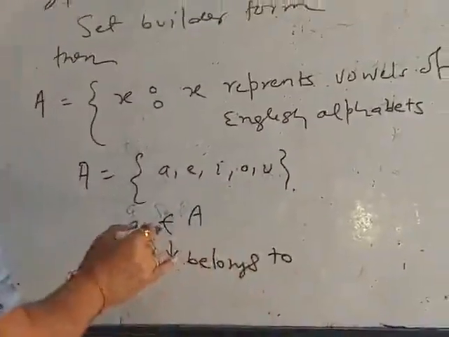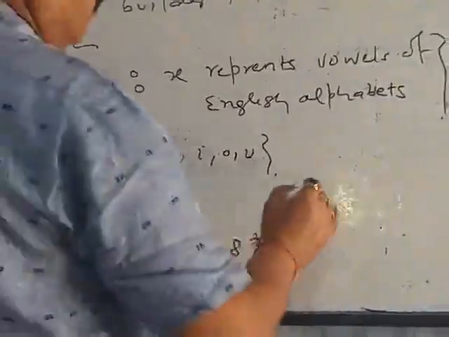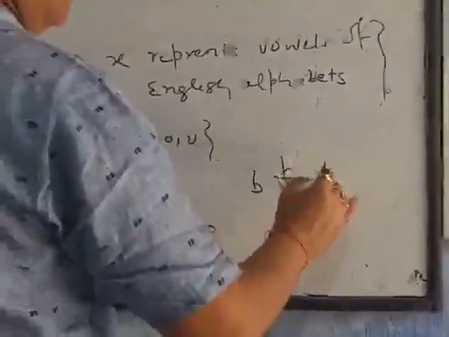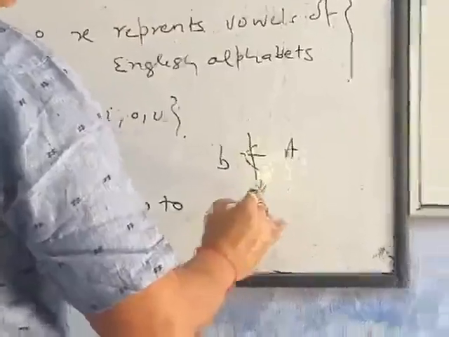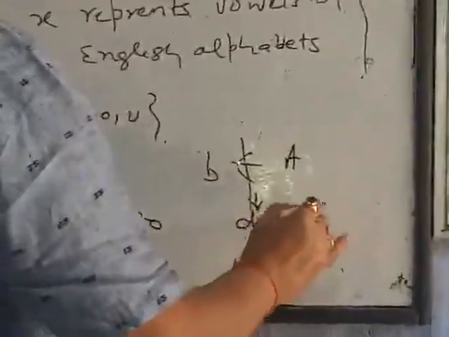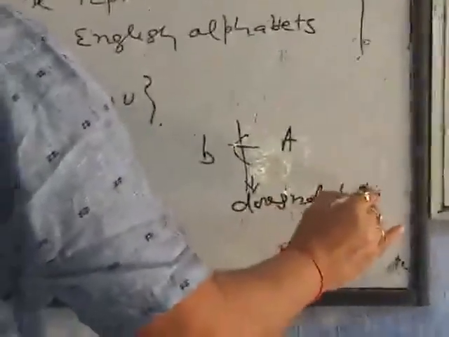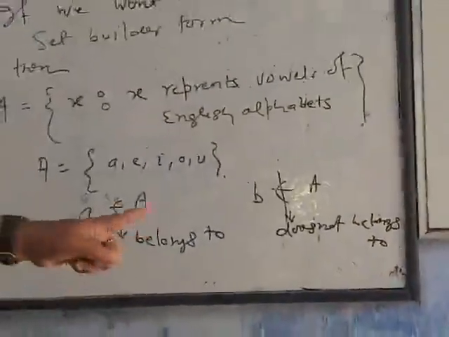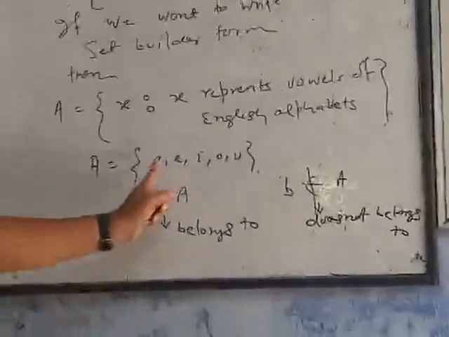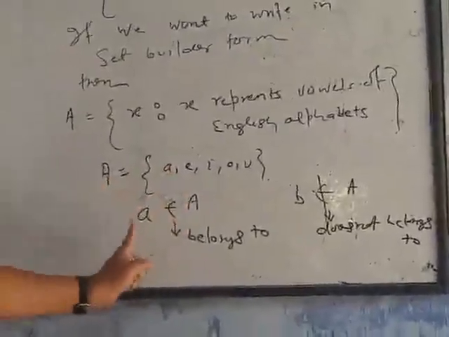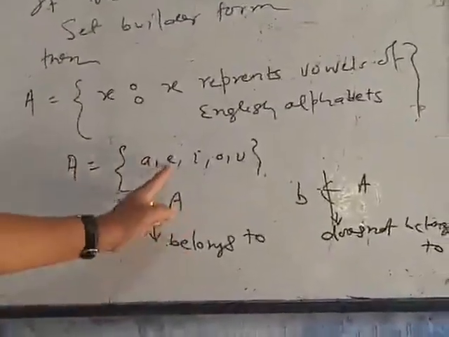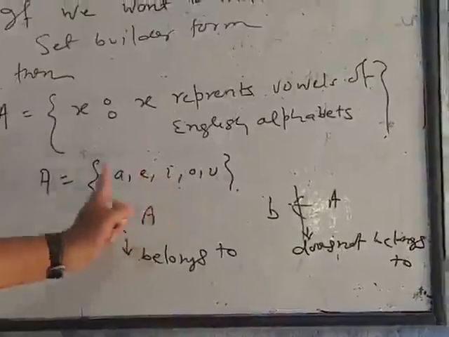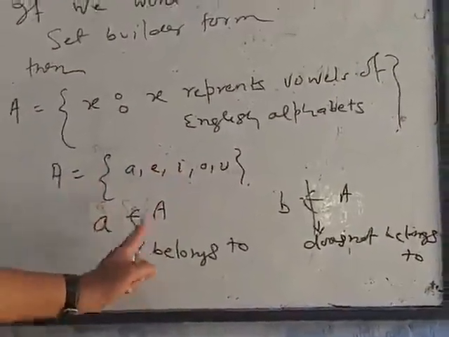It is the symbol of belongs to. B does not belong to set A. The symbol of does not belong to. So, belongs to and does not belong to. A is a member of A, it means A belongs to A. E is a member of A, E belongs to A. I is a member of A, so I belongs to A.